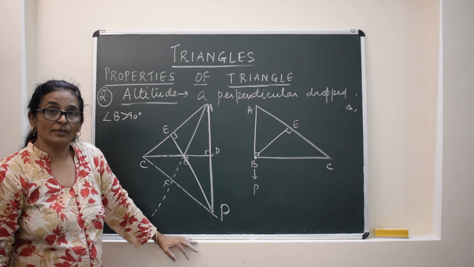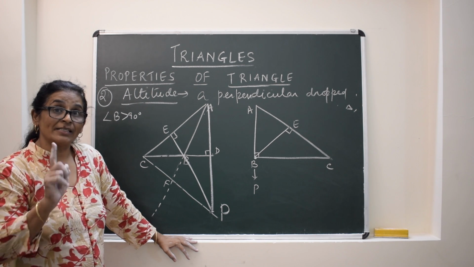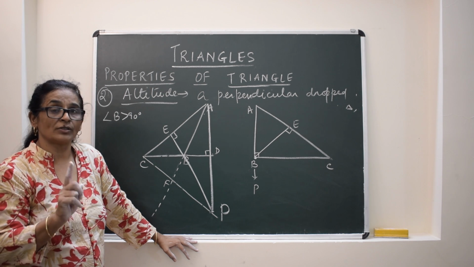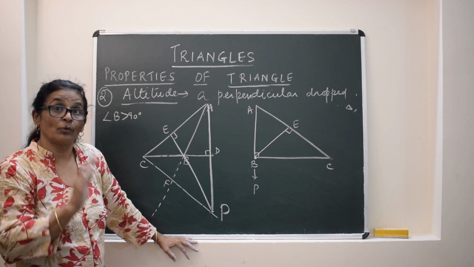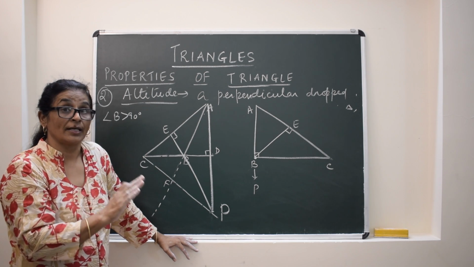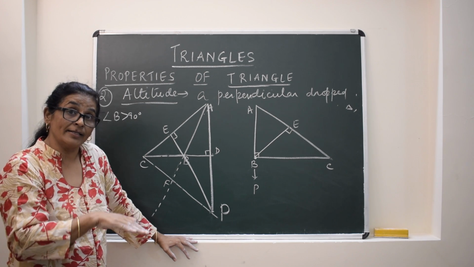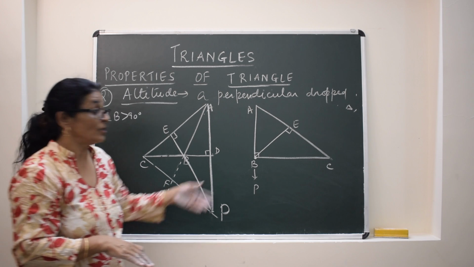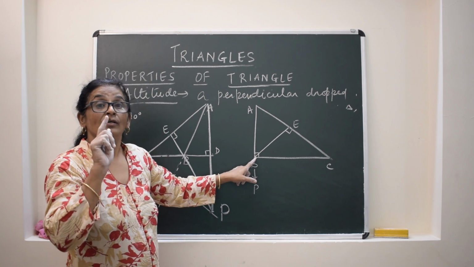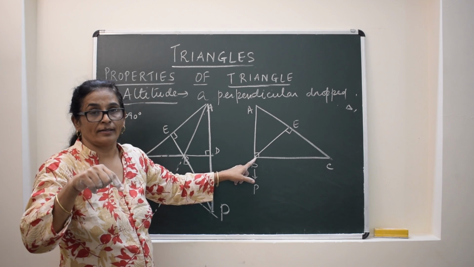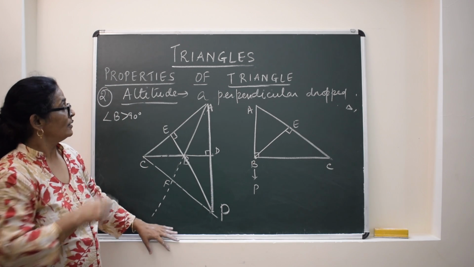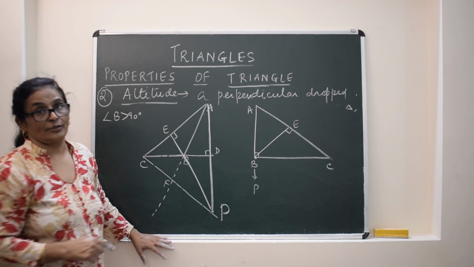So here B only will become the orthocenter. What have we observed? The orthocenter is a point where altitudes meet, or the point of concurrence of altitudes, and it may lie inside, outside, or at one of the vertices. It may lie on the triangle. So this is about the orthocenter and altitude.